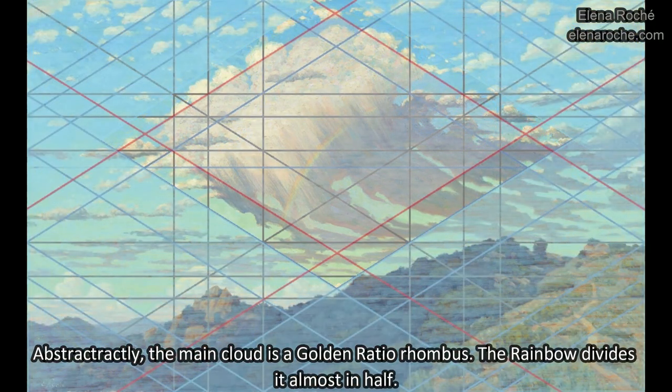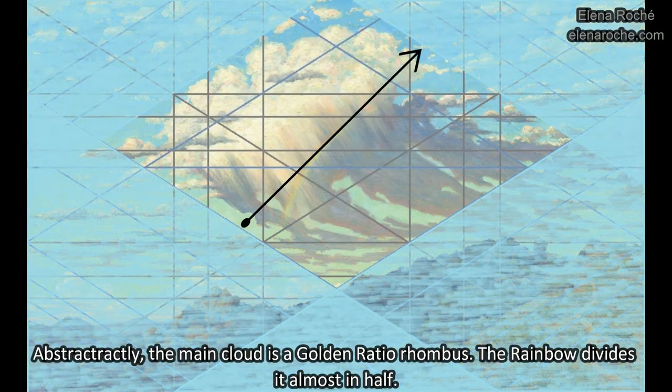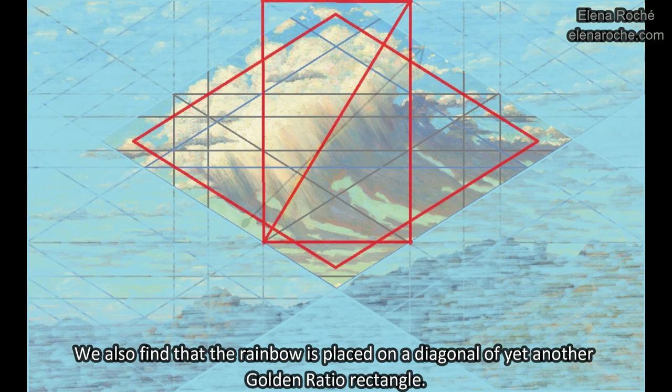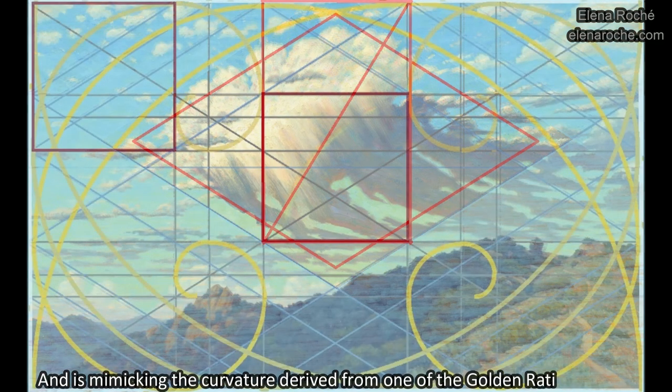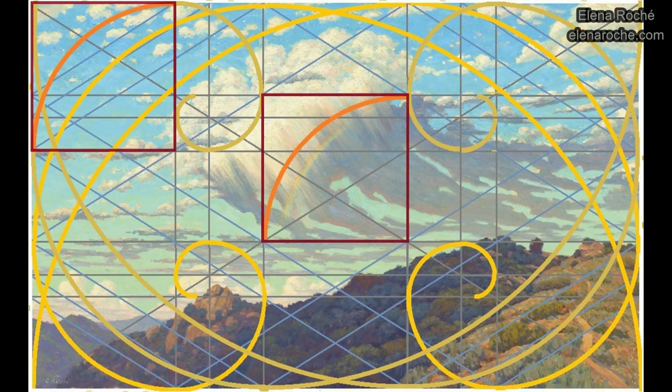Abstractly, the main cloud is a golden ratio rhombus. The rainbow divides it almost in half. We also find that the rainbow is placed on a diagonal of yet another golden ratio rectangle, and is mimicking the curvature derived from one of the golden ratio squares.